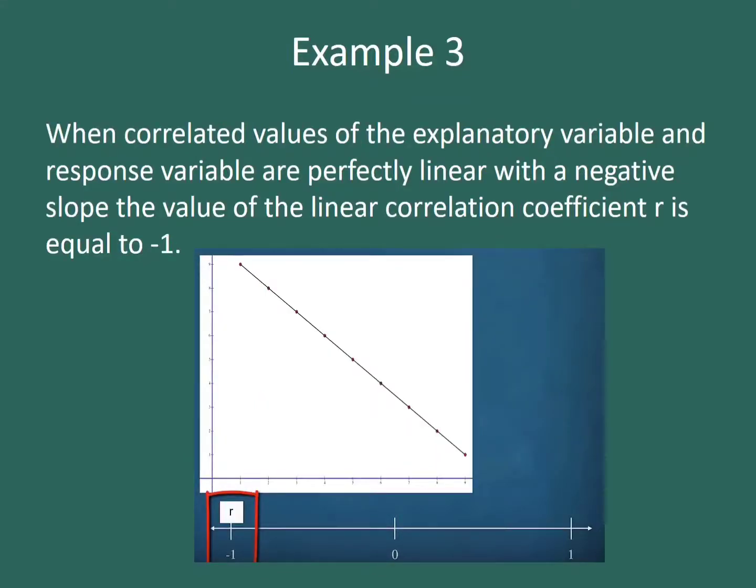When the values of the explanatory variable and response variable are perfectly linear with a negative slope, then the linear correlation R is -1. So again, if you have a perfect line, but it's going down towards the right, from left to right, then you have a negative correlation. And if it's perfect, which again rarely occurs, then it would be -1.